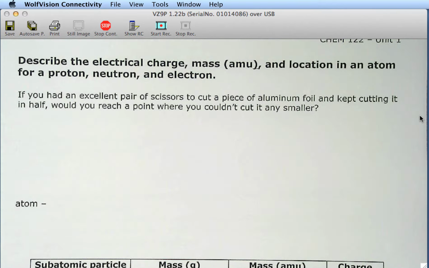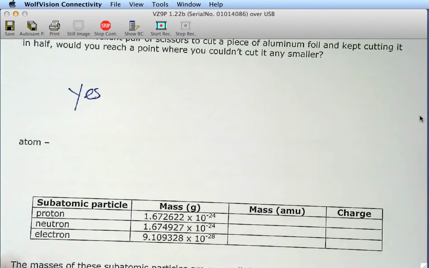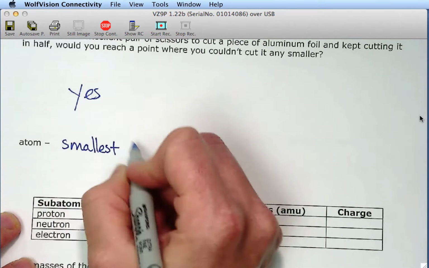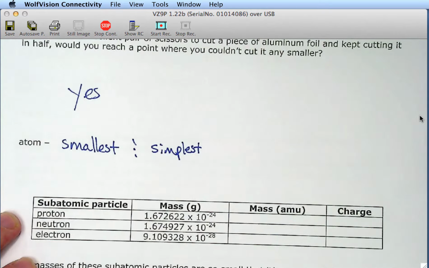Would you reach a point where you couldn't cut it any smaller? Yes. So what point is that when you reach that? 1 atom. So that's the building blocks, these elements. So yes, an atom is the smallest and simplest piece an element can be divided into.